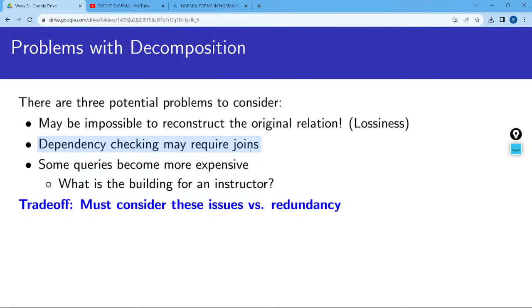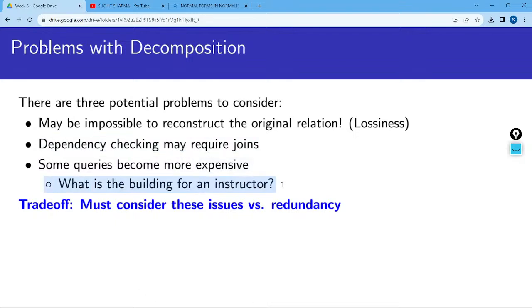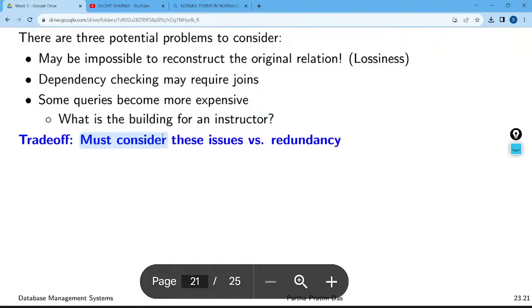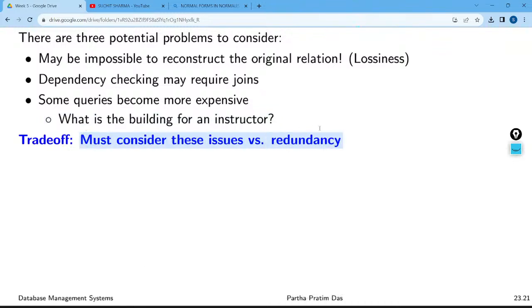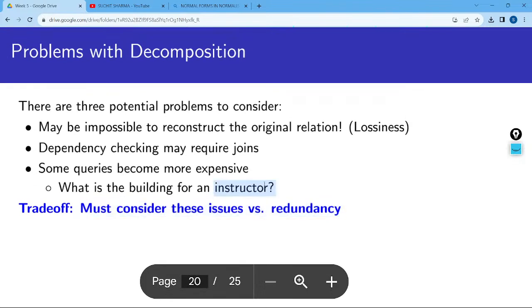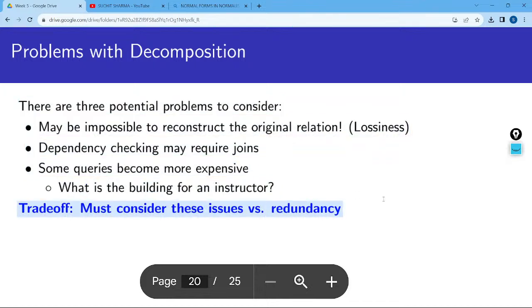Dependency checking may require joins. That is true, some queries become more expensive. Yes, it's a trade off. We must consider these issues versus redundancy, right? So either you consider these issues, or you will have repetitions in your data. This is the trade off that you finally have to choose from these two.